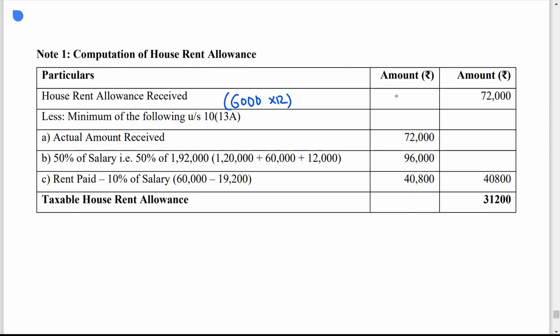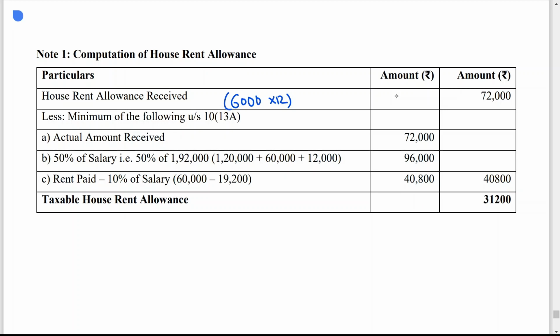So 72,000. Now the minimum of the following under section 10 subsection 13A is exempt. First one, actual amount received, 72,000. Then 50% of salary. Why have they taken 50% of salary? Because the house is located in Kolkata, and Kolkata is a metro city. Which cities are included as metro cities? Delhi, Mumbai, Chennai, and Kolkata are considered metro cities. In that case, you have to take 50%. In all other cases, you have to take 40% of salary. So here 50% of 1,92,000, you will get 96,000.